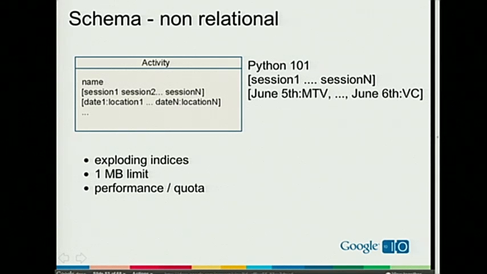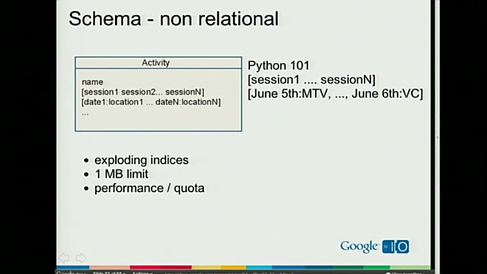That works, but that comes with some limitations if you take this simple approach. One is exploding indices. You cannot have more than 5,000 indices in datastore. So depending on how many pairs of date and location you have, this approach may not work. The second issue is 1 megabyte limits on every entity you store in datastore. If you have a lot of sessions, that could be fine, but now if you put a lot of data in each session, you may run into these limits.